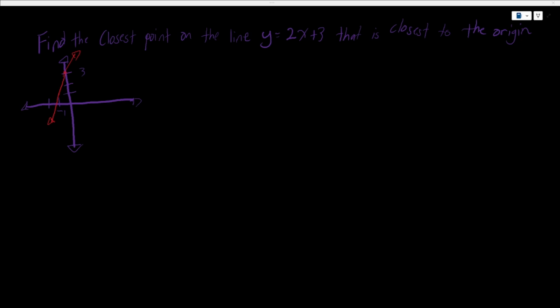Find the closest point on the line y equals 2x plus 3 that is closest to the origin. For this problem, we are going to want to optimize our distance formula, which can be given as the square root of (x2 minus x1) squared plus (y2 minus y1) squared. So let's look at our graph to get some information.